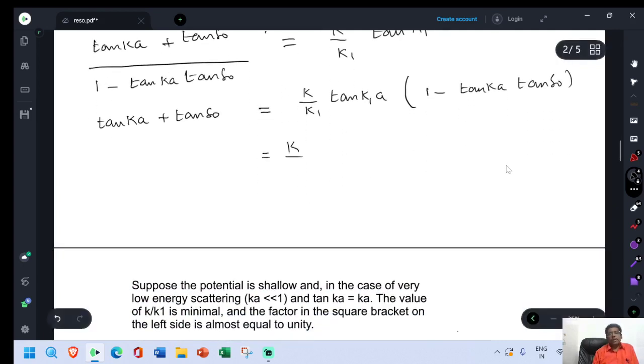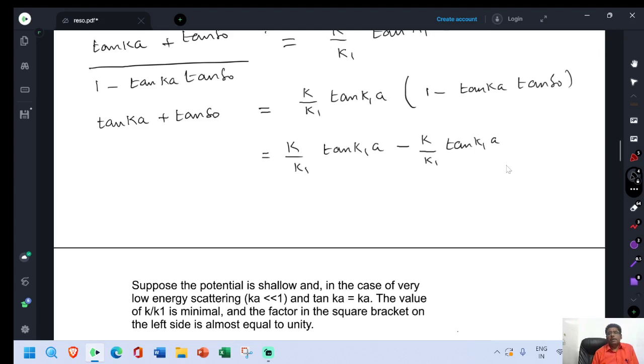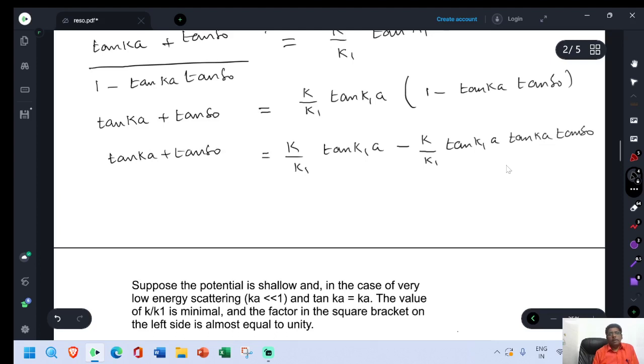This is equal to K by K1 tan K1A minus K by K1 tan K1A into tan Ka tan del 0. Here tan Ka plus tan del 0 is tan del 0 plus K by K1 tan K1A tan Ka tan del 0, which is equal to K by K1 tan K1A minus tan Ka.